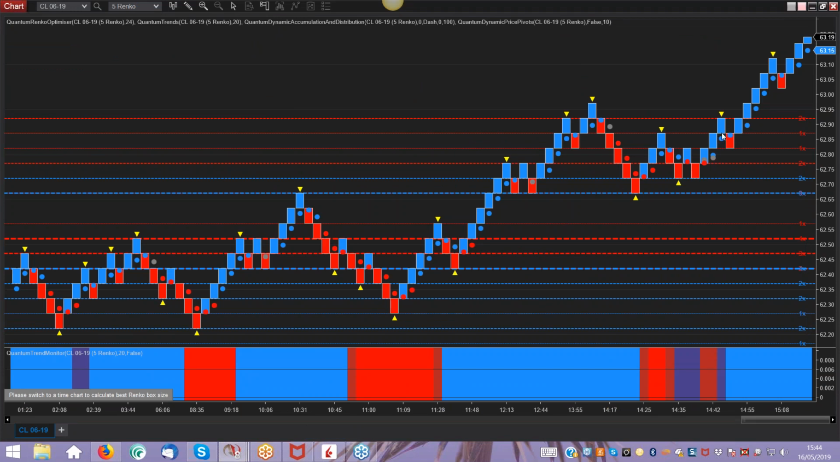The renkos are great. It's another non-time based chart, exactly like the tick charts I was showing you earlier. It's just another nice way to smooth out the choppy price action, helps to keep you in, or you can use it as an entry, or indeed an exit. Once it starts to consolidate, maybe reverse. You can see the indicators working exactly the same way.